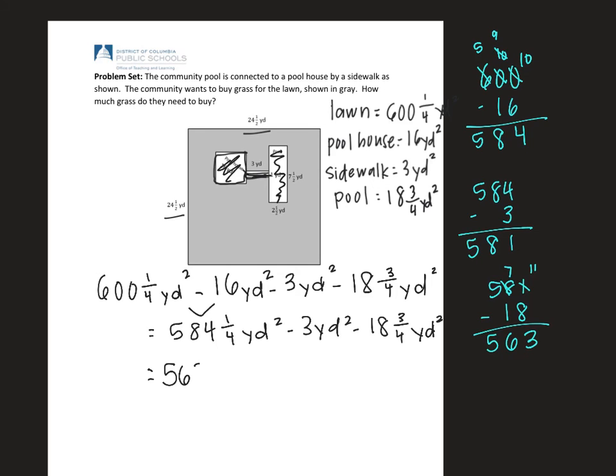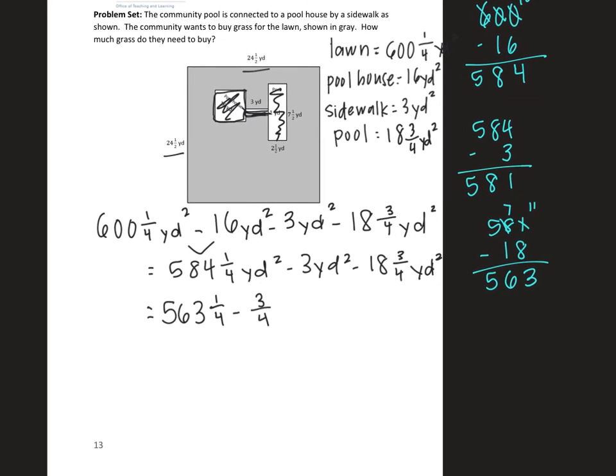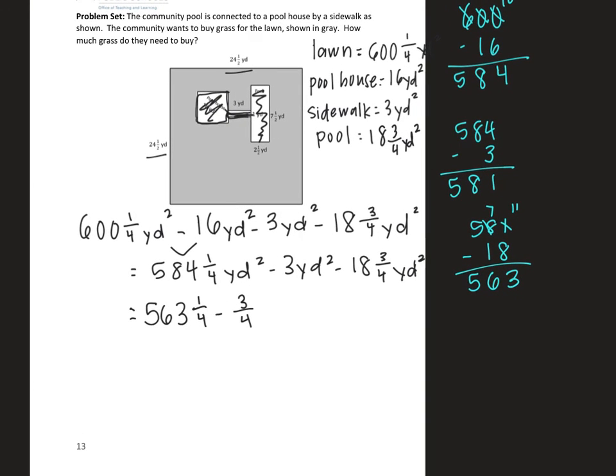So that gives us 563 and 1/4 minus 3/4. Now, there's a couple ways you could do this. You could take 1 from the 563 and you could add 4/4 to that 1/4, because 4/4 is equal to 1 whole. So you would make that 5/4. You could also just think, okay, let me think of a number line.